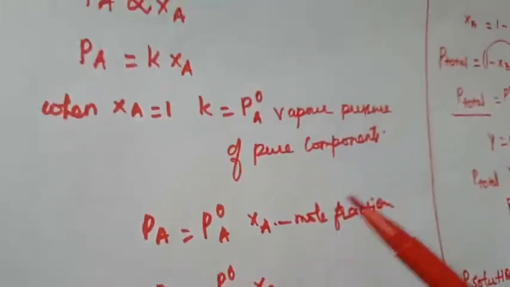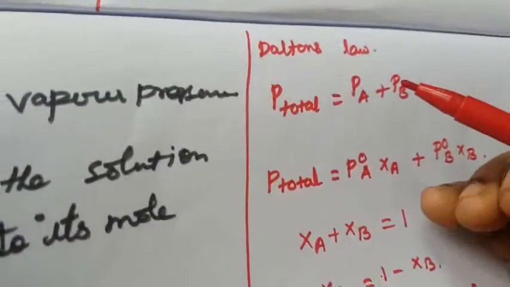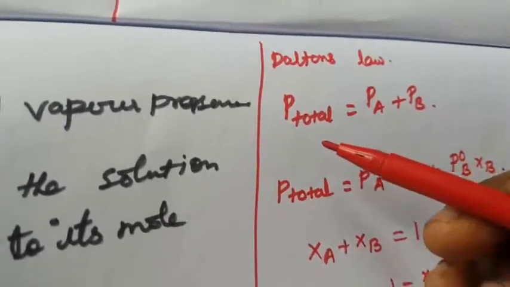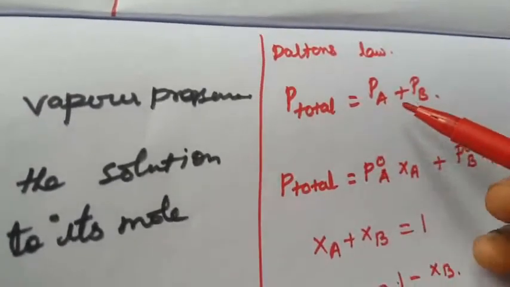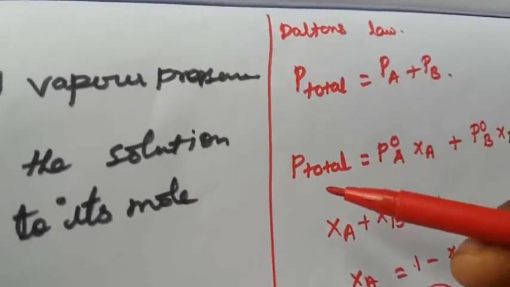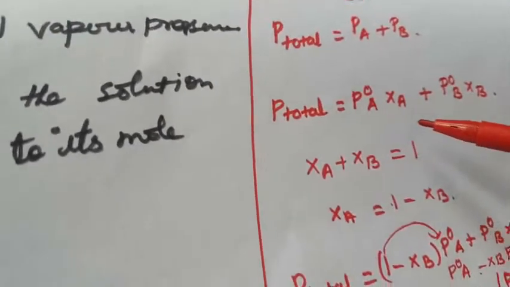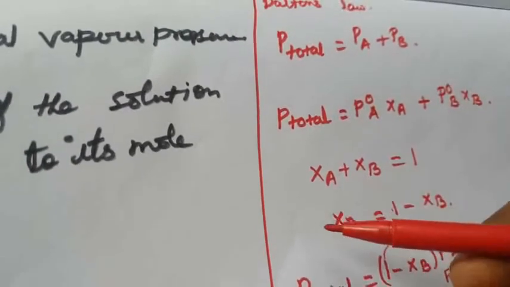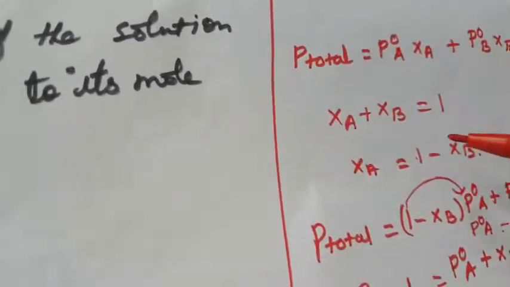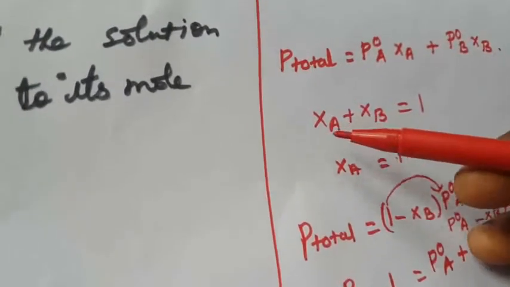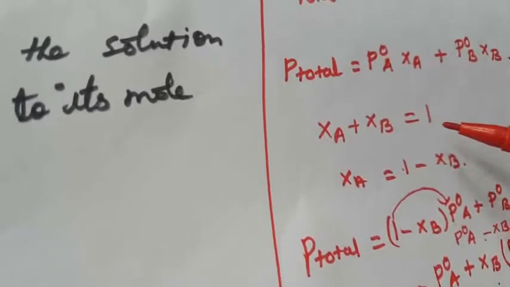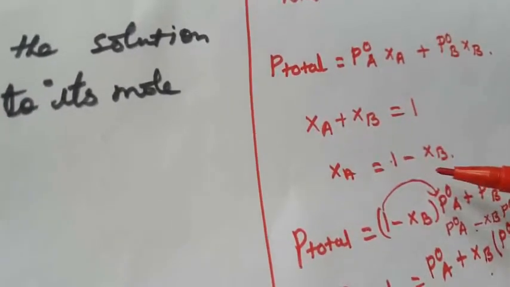So P solution, according to Dalton's law, what is Dalton's law? The sum of the pressures of the gaseous molecules present in the given mixture. So P total is equal to PA plus PB. Then again P total is equal to P0A XA plus P0B into XB. We can find XA: the sum of the two mole fractions is always 1. We already studied that, right? So XA is equal to 1 minus XB.